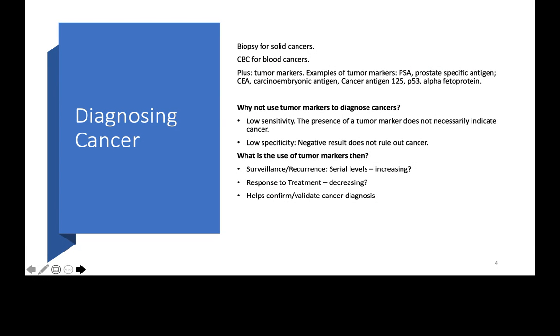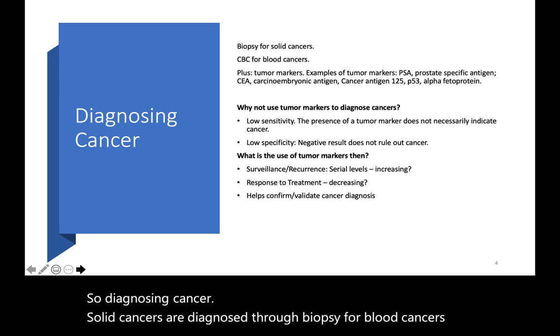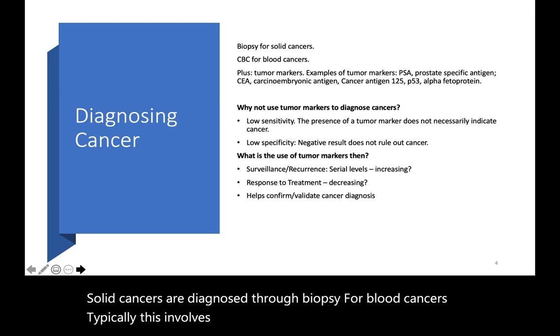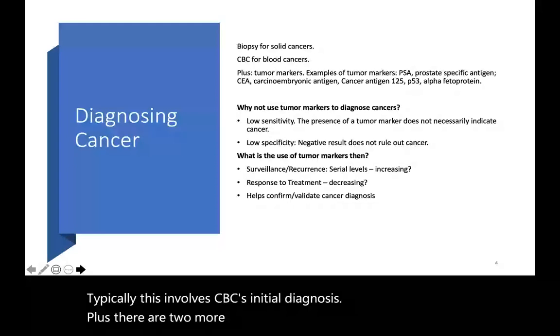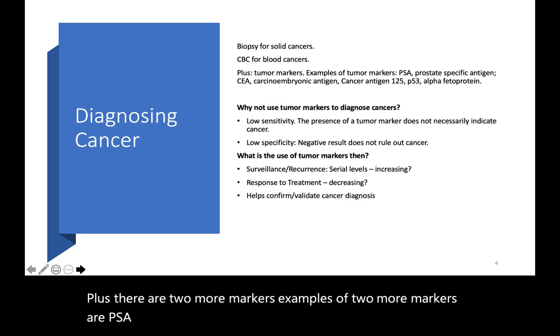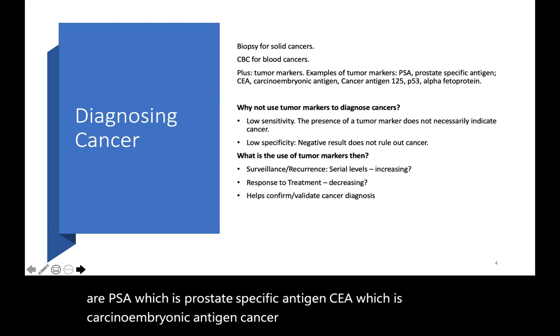So, diagnosing cancer. Solid cancers are diagnosed through biopsy. For blood cancers, typically this involves CBC as initial diagnosis, plus there are tumor markers. Examples of tumor markers are PSA, which is prostate-specific antigen, CEA, which is carcinoembryonic antigen, cancer antigen 125, P53, and alpha-fetoprotein.